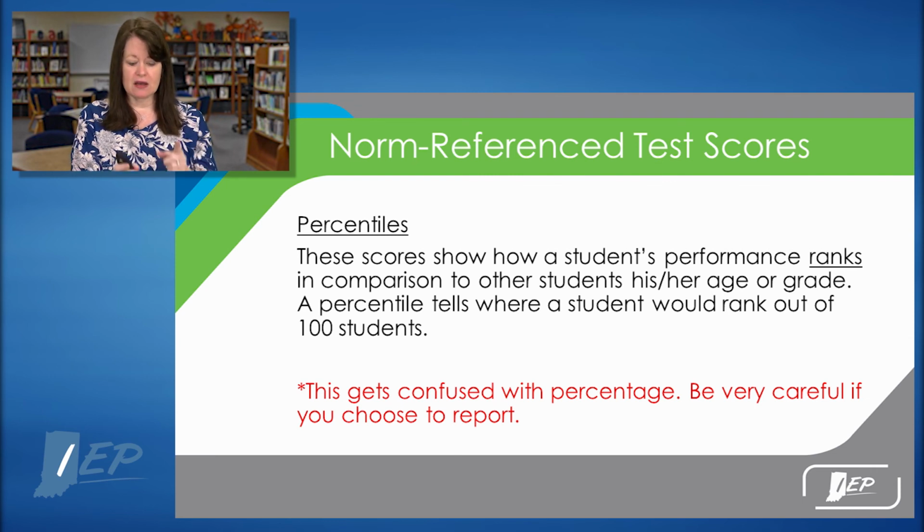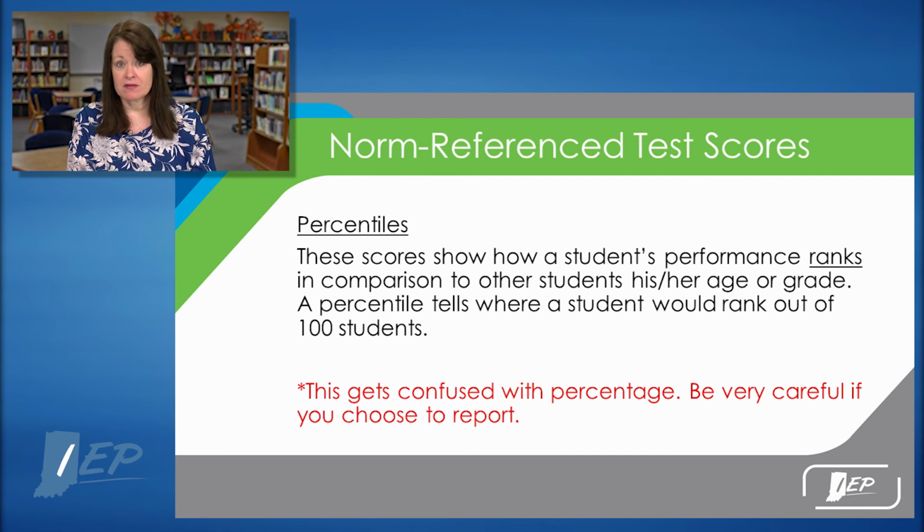So picture that your student has taken this assessment in a group of 100 other kids. If you rank ordered how they did, where would this kiddo fall? So if I scored at the 5th percentile, that means that I would rank 5 out of this 100 group of kids, which means that 95 other kids did better than I did on this assessment. I would be number 5 starting from the bottom.